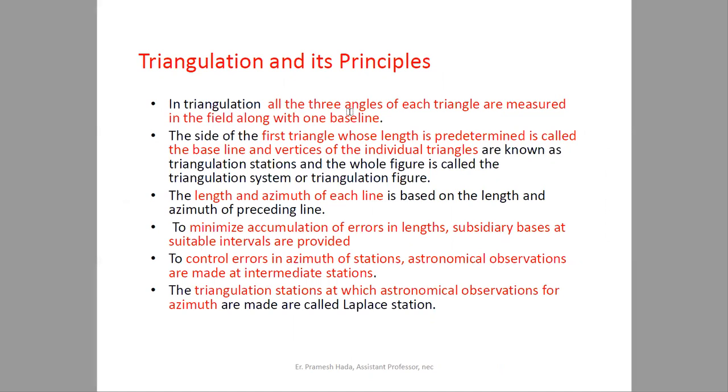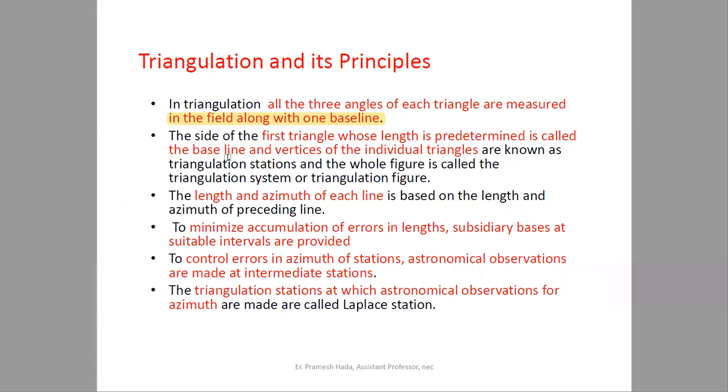In triangulation, all three angles of each triangle are measured in the field along with one baseline. Okay, this one is really important. I'm discussing this again and again: all three angles. It is interesting that if you measure two angles of a triangle, then the third angle is automatically known to you. If it is not, then there must be some errors. But still we have to measure all three angles along with a baseline. The side of the first triangle whose length is to be determined, which is predetermined, is called the baseline.